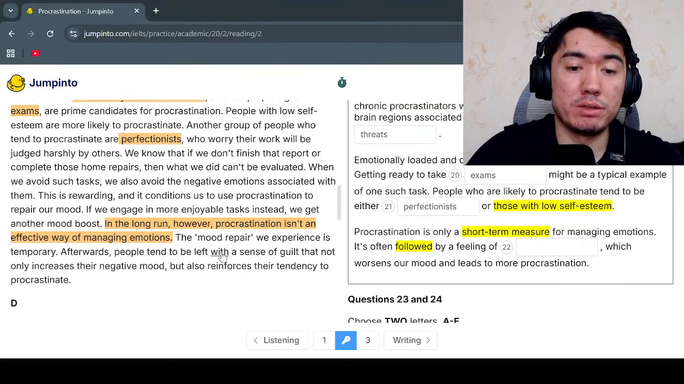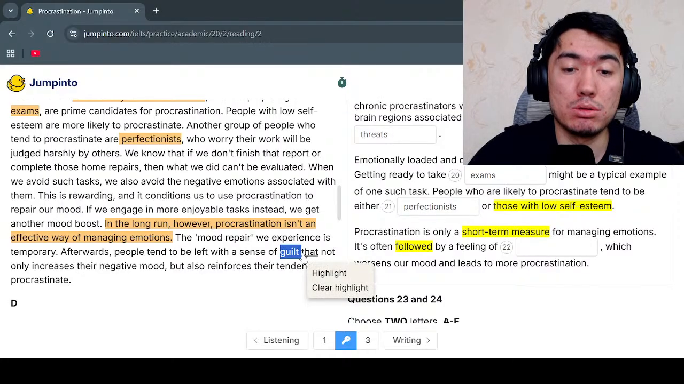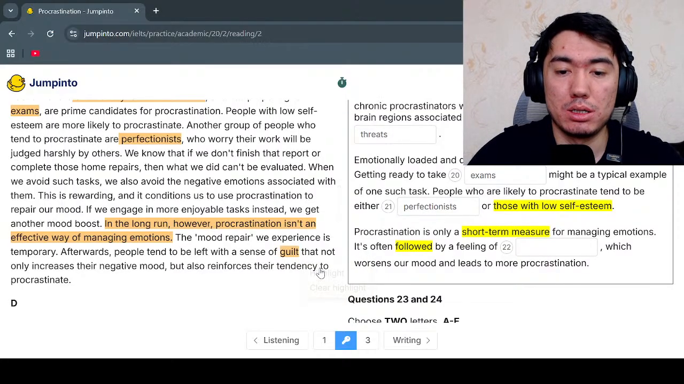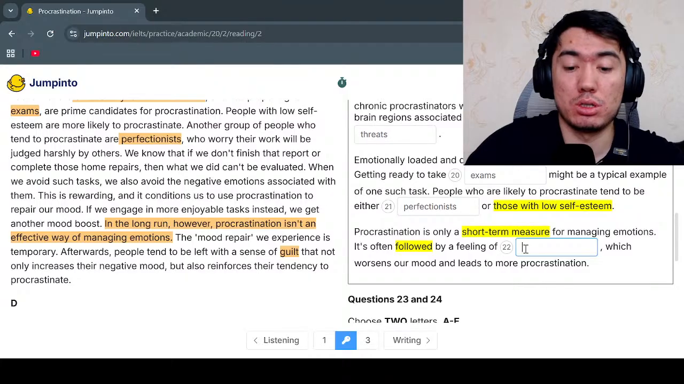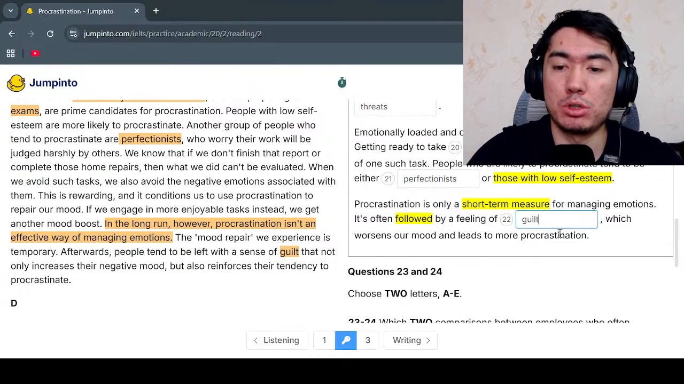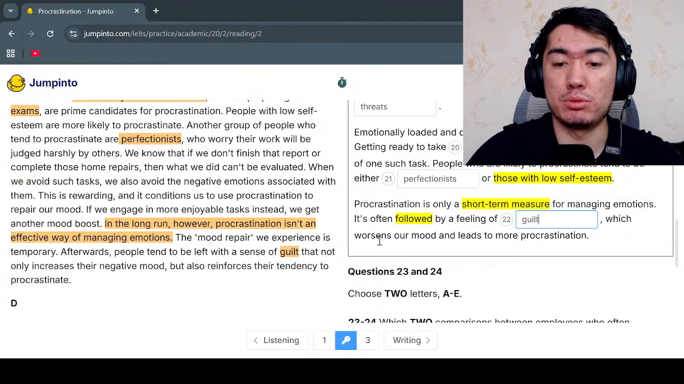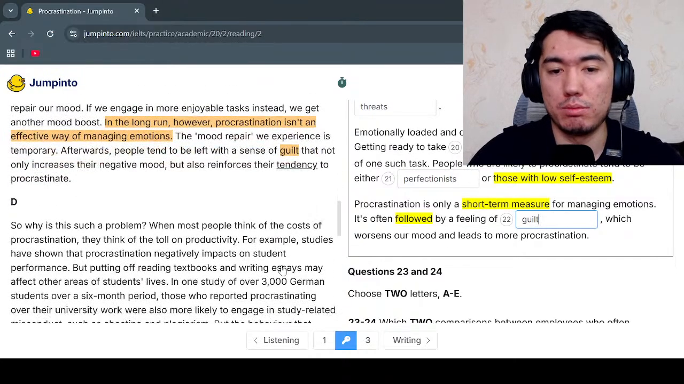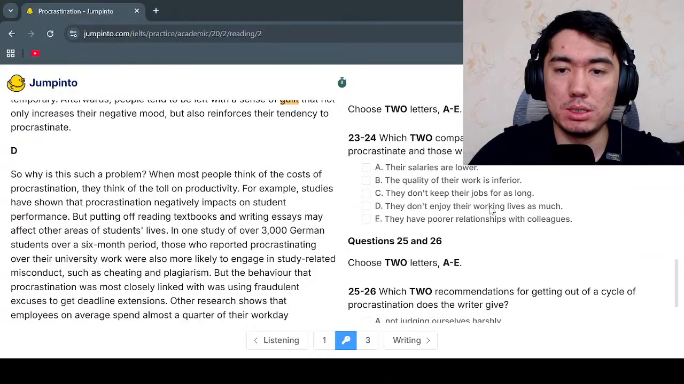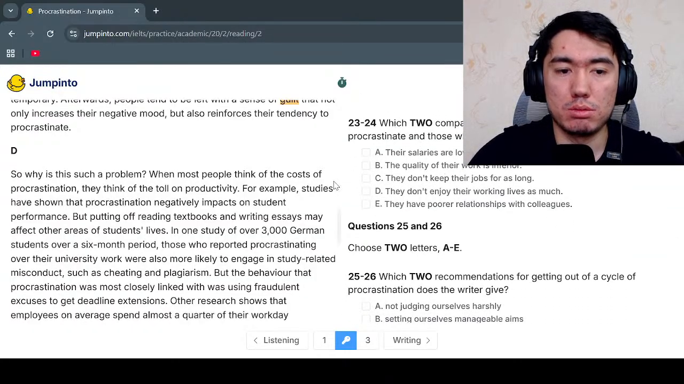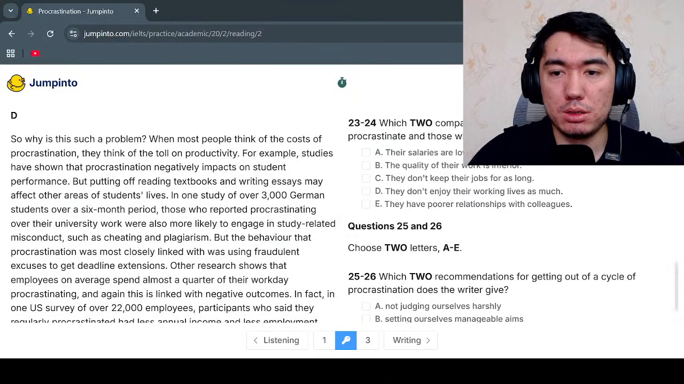Afterwards, people tend to be left with a sense of guilt. Oh, guilt. I was thinking of frustration, but guilt works. Which increases their negative mood, right? Worsens their mood. Easy peasy. So we move on. Now I need to find employees who often procrastinate. Employees.